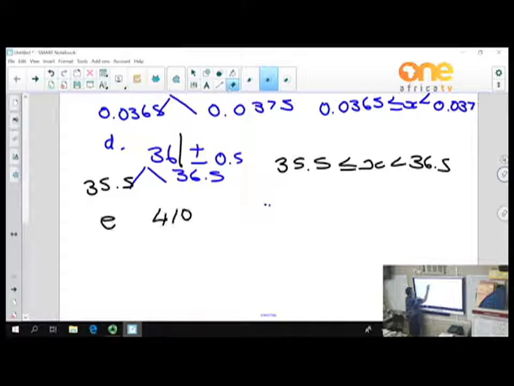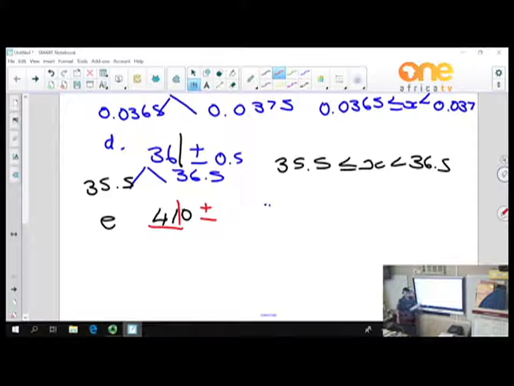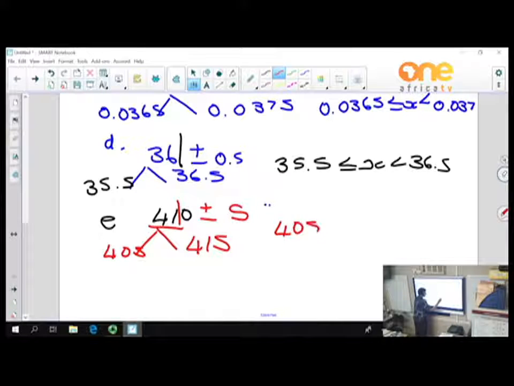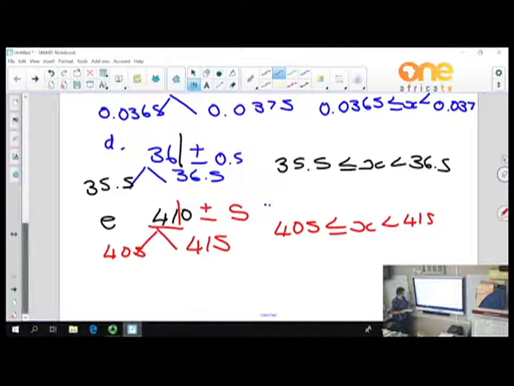So if we look now at this one, there is two significant figures. So what is plus or minus? 5. So the upper bound is 415 and the lower bound is 405. So 405 is less than equal than x is less than 415. If you struggle with these things, watch the lessons again tonight so that you make sure that you understand.